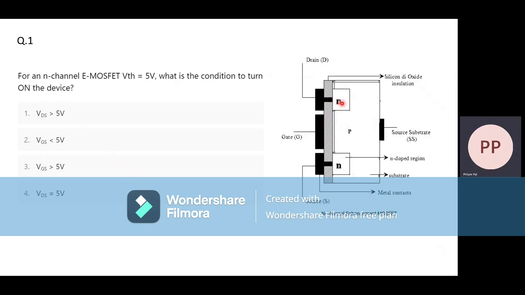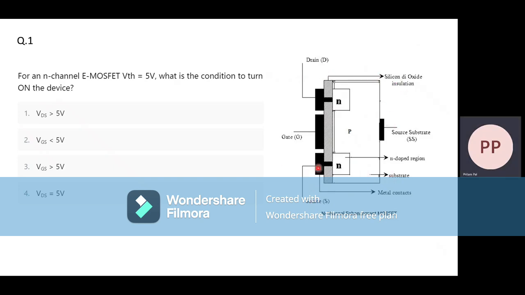Okay. So these two sides are mainly N-doped regions, and in between we have a sandwiched P-doped region. And this is your substrate. This is the source, and we have one source, one drain, and one gate, right? Using the gate you can basically tune the carrier concentration in this region. And these are the metal contacts, and this is the substrate. Silicon oxide is mainly used here.